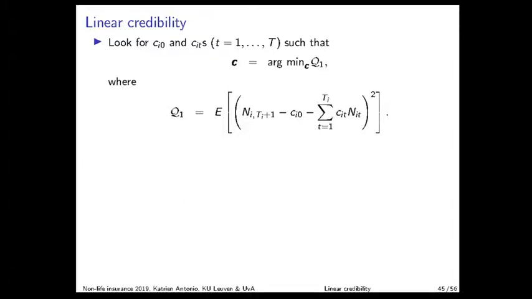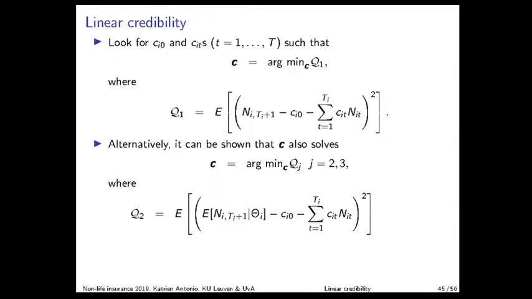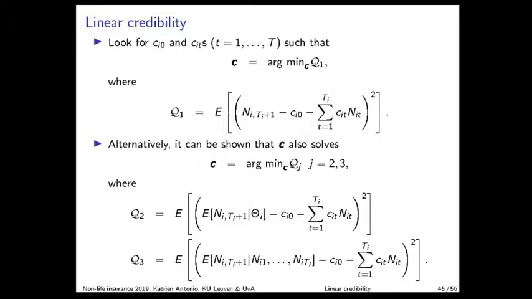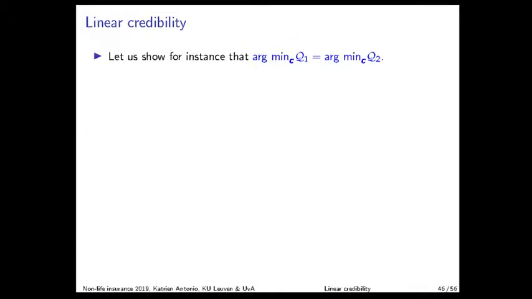Alternatively, one can show that these coefficients solve two other squared error loss expressions. The one in Q2, where the conditional expectation of N_i,t_i+1 given the random risk variable theta i is used, and the one in Q3, where the expected value from the predictive distribution of N_i,t_i+1 is used. Just to convince you that the claim on the previous sheet holds true, we show here that the minimization problems in Q1 and Q2 have the same solution.